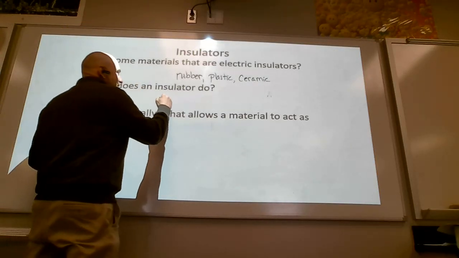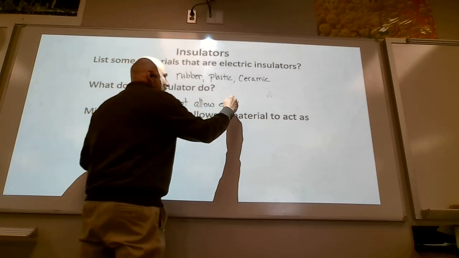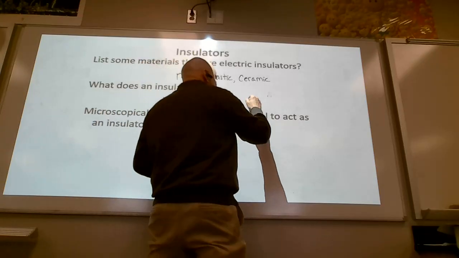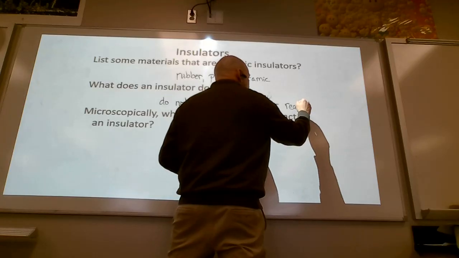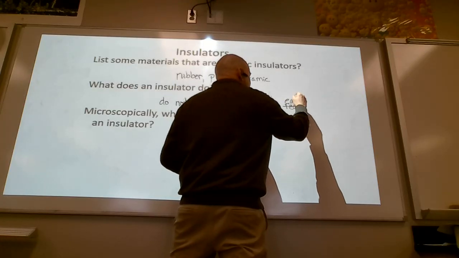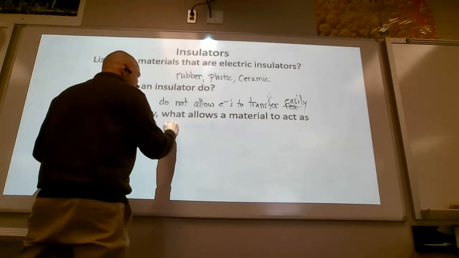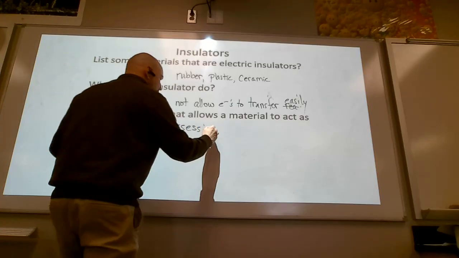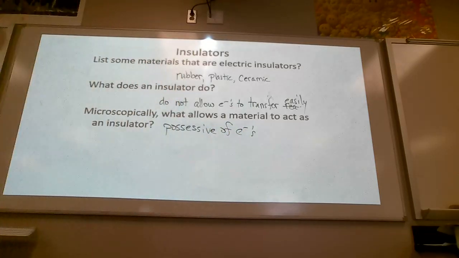Insulators do not allow electrons to transfer readily or easily. Microscopically, the reason is because they are possessive of their electrons. This is where you get your happy 8. You fill out your valence electron shell.